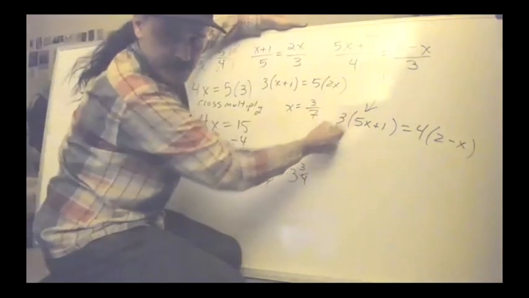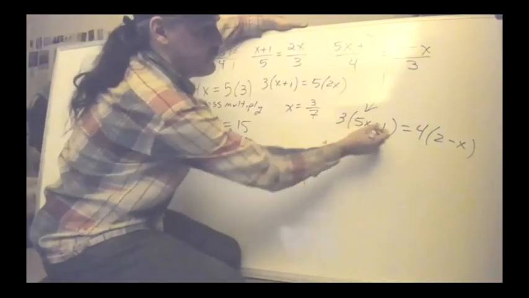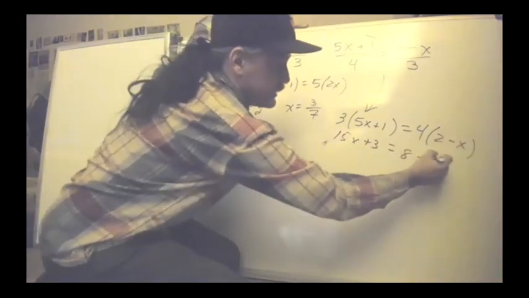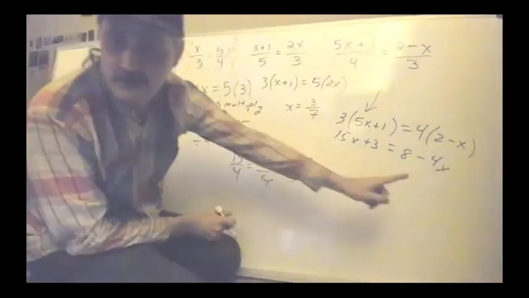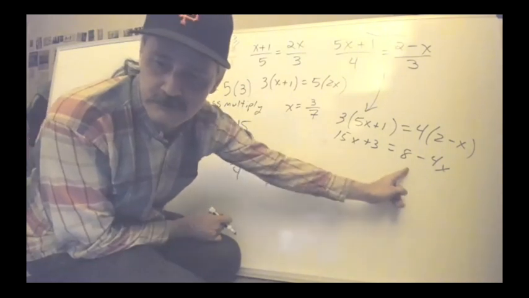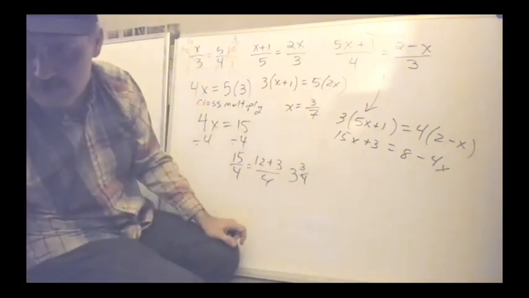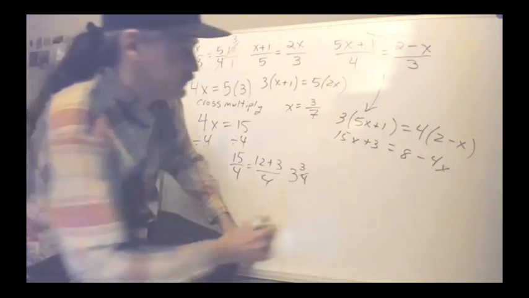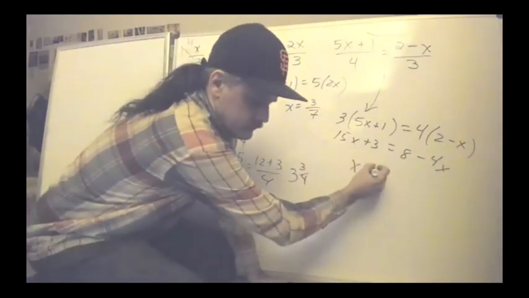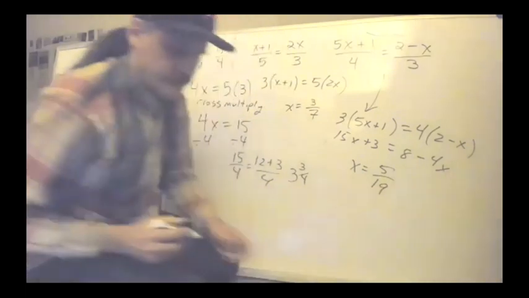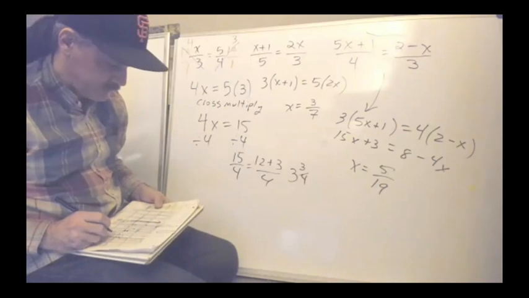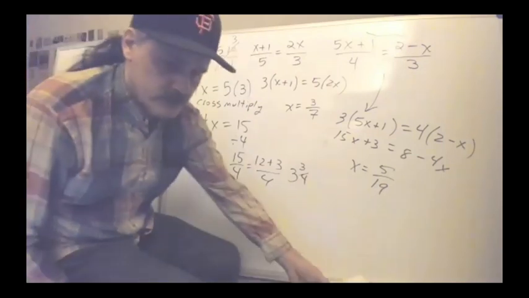Right, and don't forget your distributive property. So 3 times 5, 3 times 1. And then 4 times 2, 4 minus x. And then you add your 4x, so this becomes 19x. And then you subtract your 3, so that becomes 8 minus 3. Okay? And then I'll just tell you what you should get. So you should get x equals 5 over 19. Okay, so we just finished the third of the warm-up problems. That's where we're at. We're going to get to the last problem in a minute.